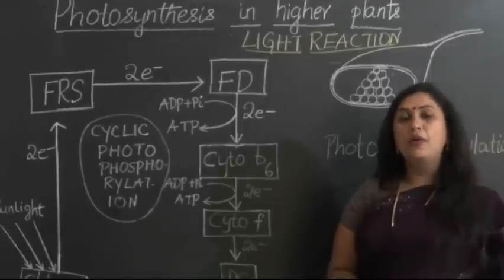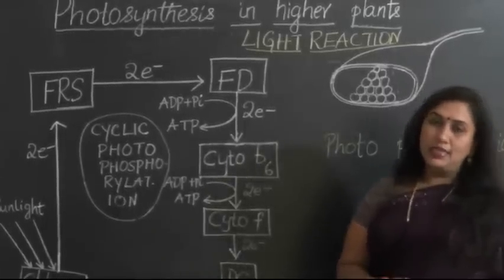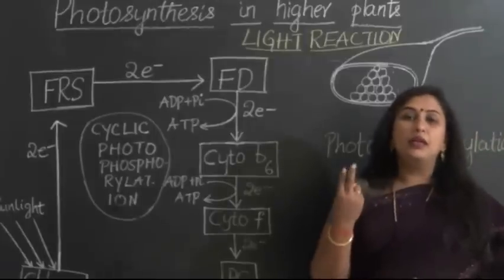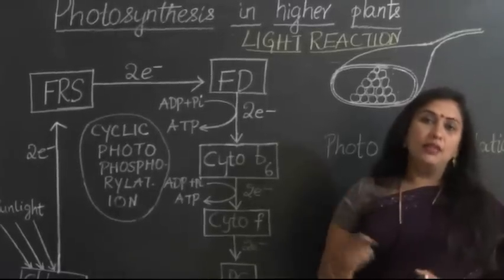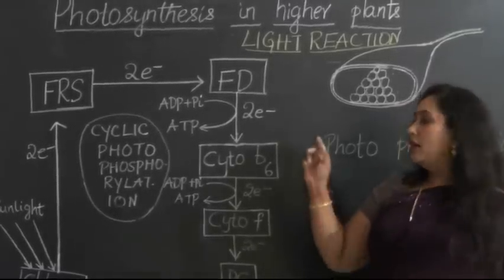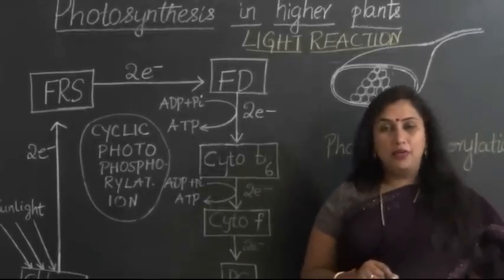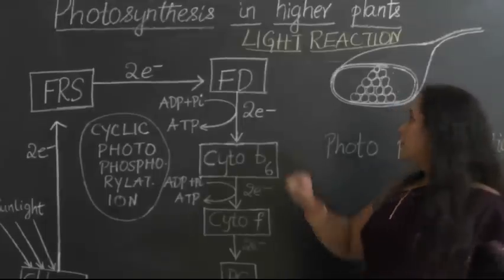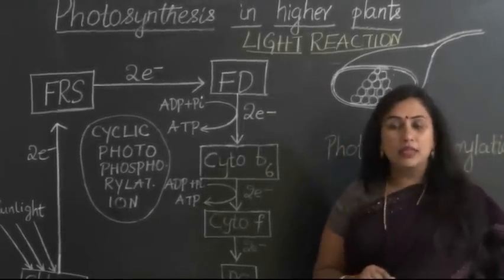Understand about the phenomenon of photosynthesis. Photosynthesis, as I told you previously, involves two different types of reactions, namely the light reaction and the second one, the dark reaction. Now here let us first understand about the changes happening during light reaction. The name itself is telling us the detail.